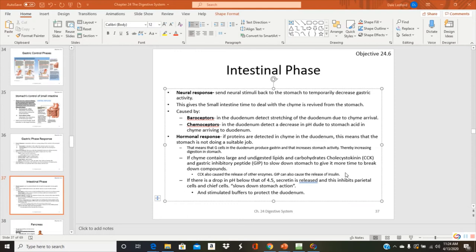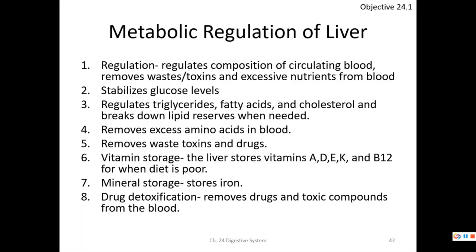So what we would see metabolically is we regulate things like the composition of blood by helping us remove toxins and wastes and excessive nutrients. We can stabilize the glucose levels by either turning glucose to glycogen or breaking glycogen down into glucose. We can regulate our triglycerides and other fatty acids and even cholesterols. We can break down lipid reserves when we need it. And then also remove excessive amino acids. We do not want other things in there. Now, I know I mentioned waste before, and here it's about waste, toxins, and drugs again. Drugs is more what I want to emphasize.